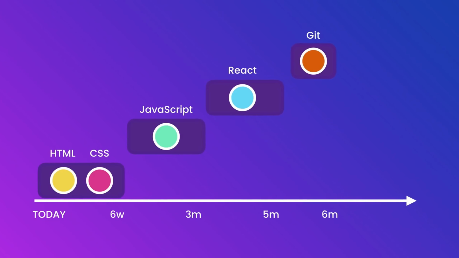We use a version control system to keep track of our project history. There are many version control systems out there, but most people use Git. For Git, you will need 2 weeks.